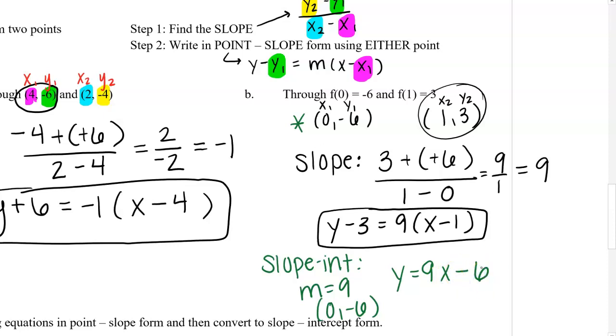Both of these answers would be completely acceptable. It's just a little bit easier to keep things in the point slope form, especially when you are given 2 points that are not y-intercepts.